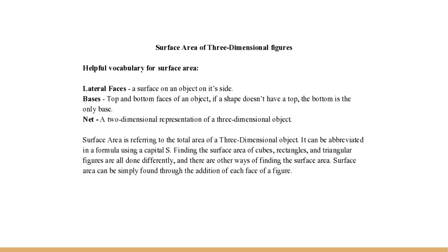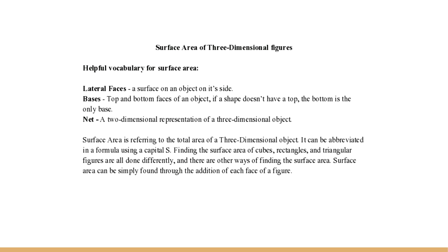So helpful vocab to know about surface area: there are lateral faces, bases, and net. Lateral faces are basically surfaces on an object on its side. If you think about a 3D figure, there are 6 faces on a cube. The bottom face would be a base, and the top would also be a base, so there are 2 bases there. And then all the sides going around would be lateral faces. Net: a net is basically when you split open a 3D figure to make more sense of it. And I have some more examples in here as we go.